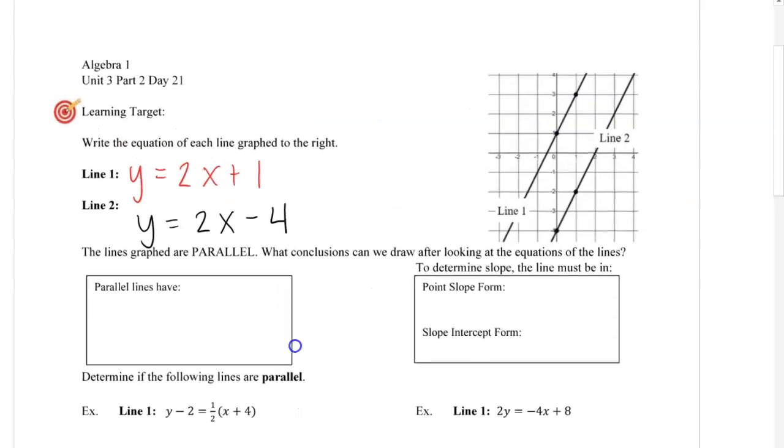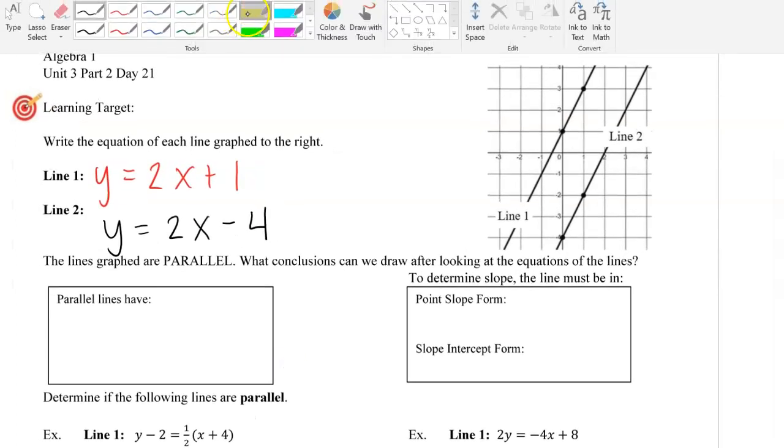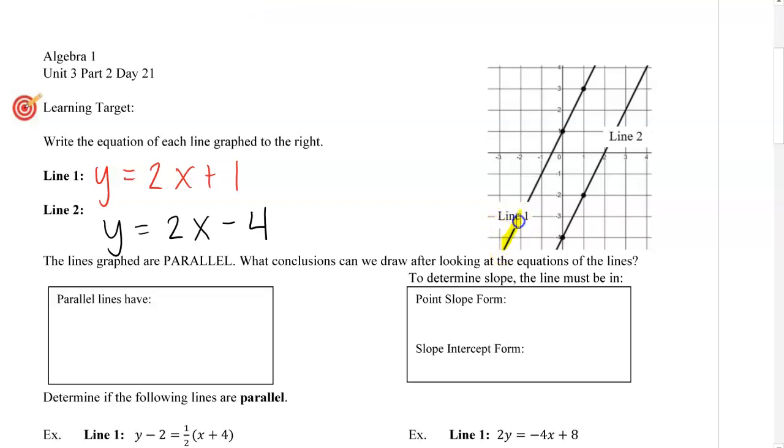In this video, we are going to be discussing how to write the equation of parallel lines. So to begin, I wrote the equation of both of these lines already for you. Line 1, which is this yellow line here, has a slope of 2 and a y-intercept of 1. That's this equation written here in red. Line 2, in green here, has a slope of 2 and a y-intercept of -4.